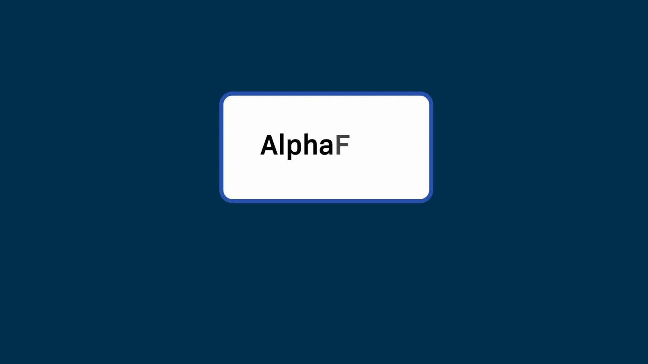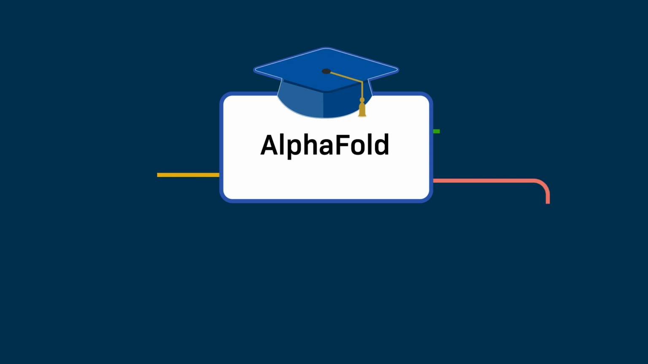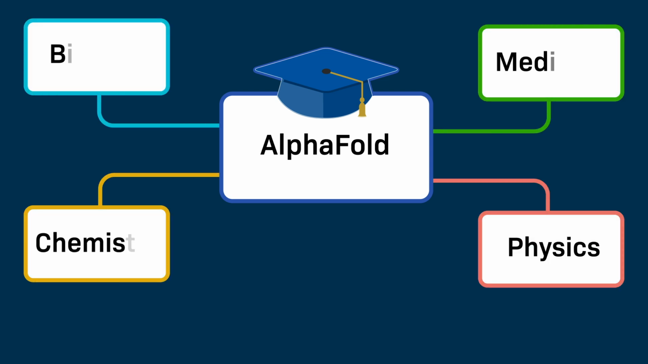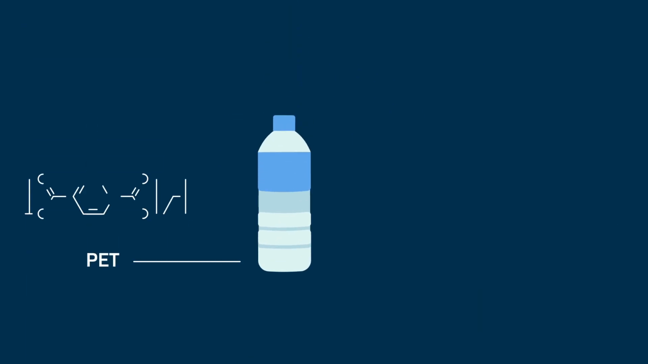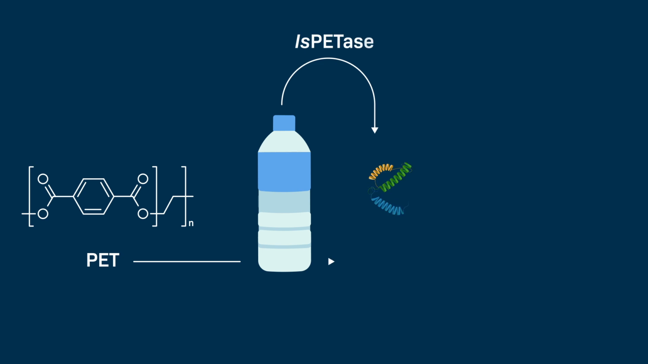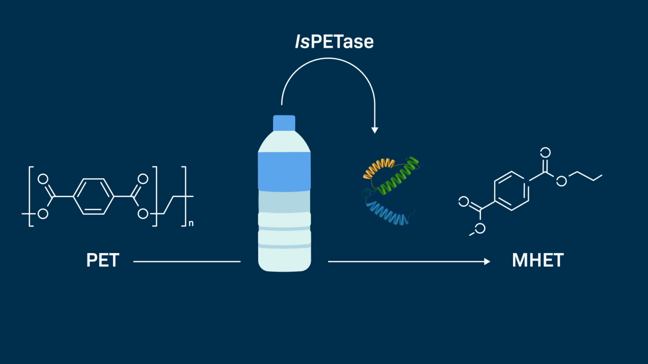AlphaFold has been cited by other researchers over 20,000 times, putting it among the top 500 most cited scientific works of all time. Its scientific impact has been recognized through many awards across many fields of science. In green chemistry, AlphaFold and other similar AI-based tools are being used to design enzymes that can break down plastic waste and convert it into useful chemicals.